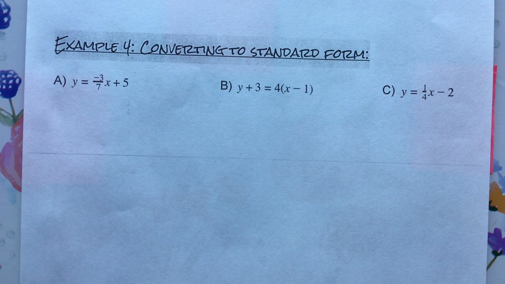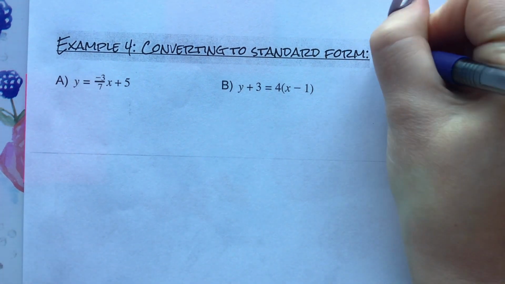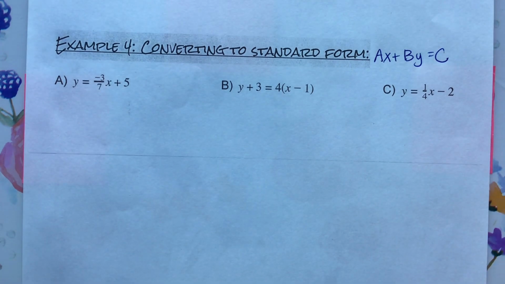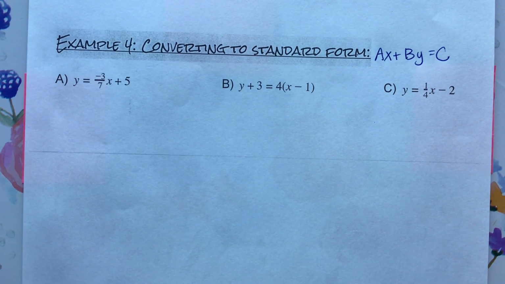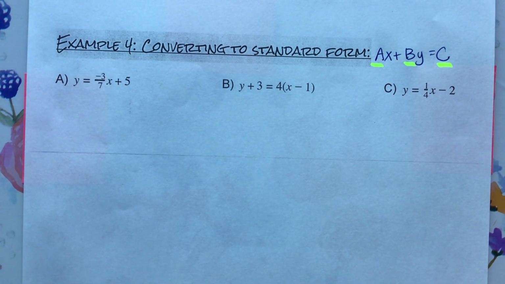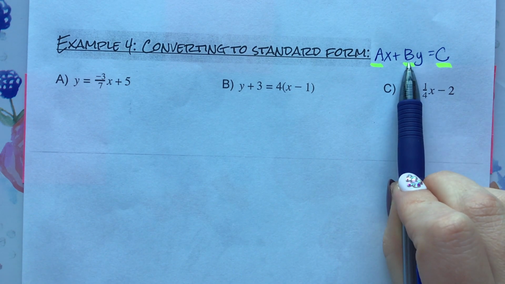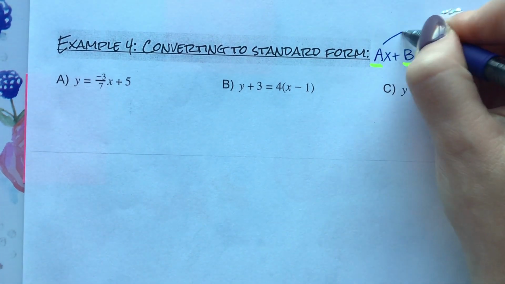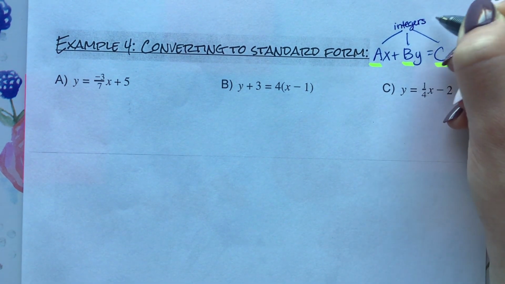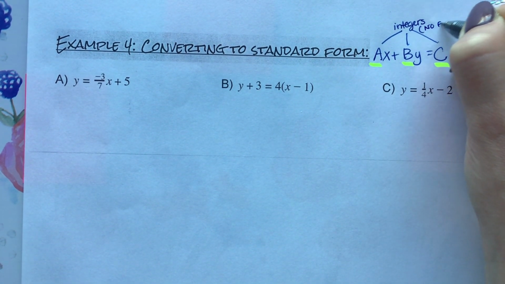So example 4 is converting to standard form. What if I wanted something to be written in the form Ax plus By is equal to C? Now, please keep in mind that A, B, and C are capital letters to begin with, to help us not get the b's mixed up like in slope-intercept form. All of these are going to be integers. In other words, no fractions.